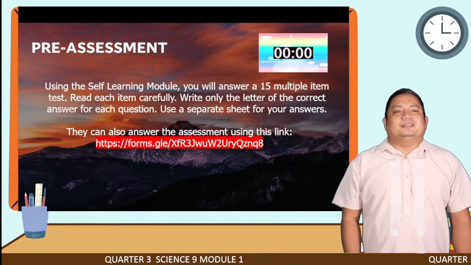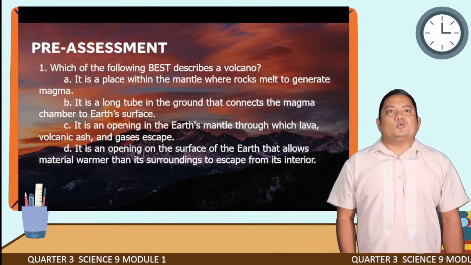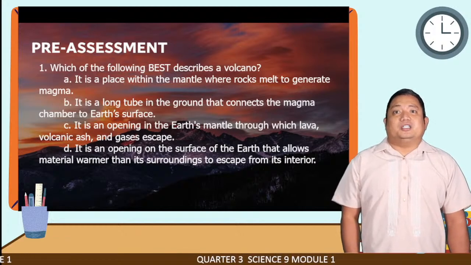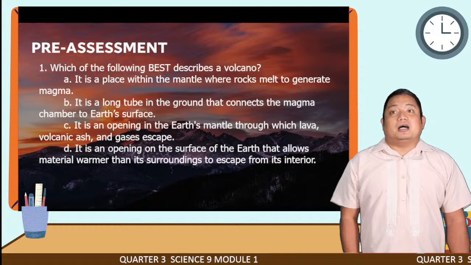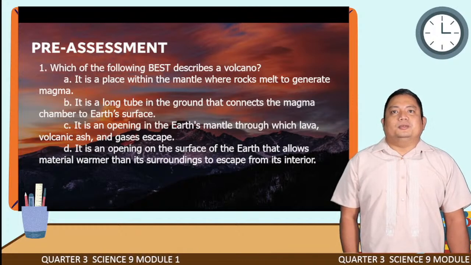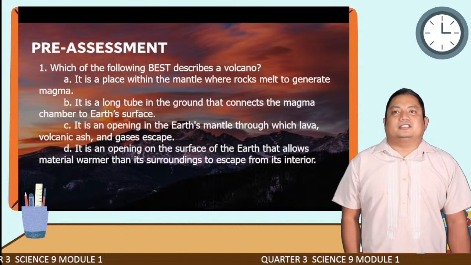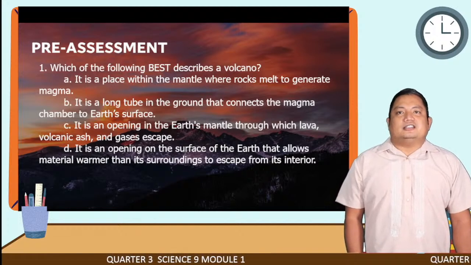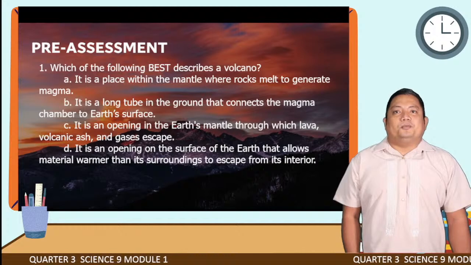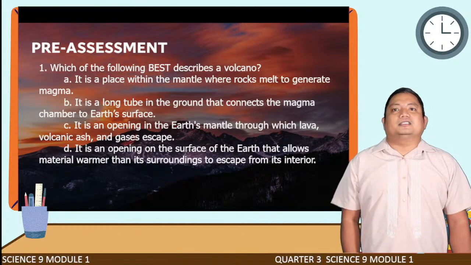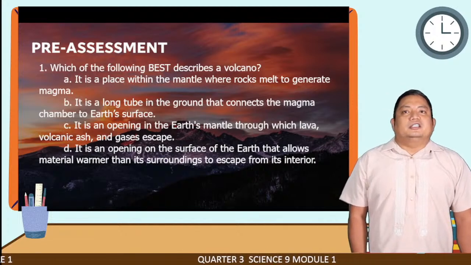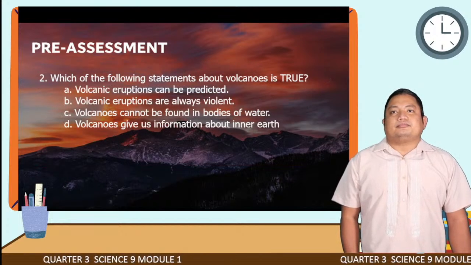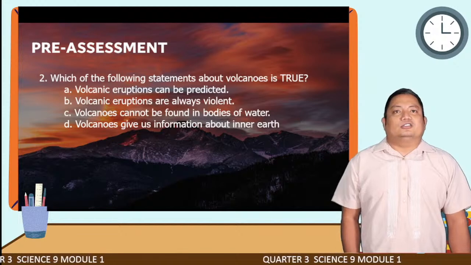Okay, time's up. Let us check your pre-assessment. Number one, which of the following best describes a volcano? Letter A, it is a place within the mantle where rocks melt to generate magma. Letter B, it is a long tube in the ground that connects the magma chamber to Earth's surface. Letter C, it is an opening in the Earth's mantle through which lava, volcanic ash, and gases escape. Or letter D, it is an opening on the surface of the Earth that allows material warmer than its surroundings to escape from its interior. The answer is, you got it right. It is letter D.